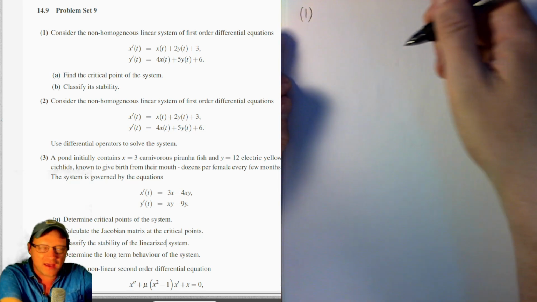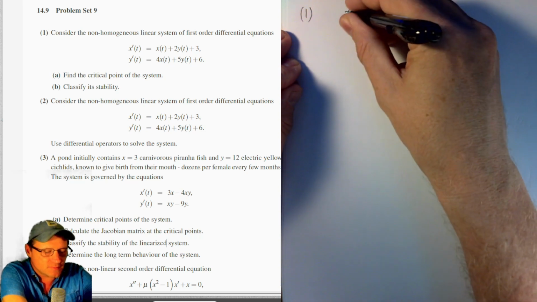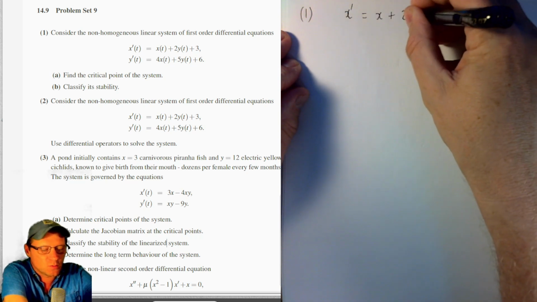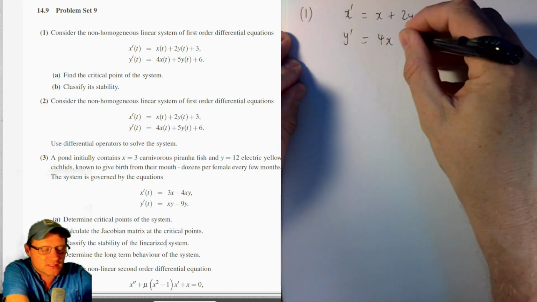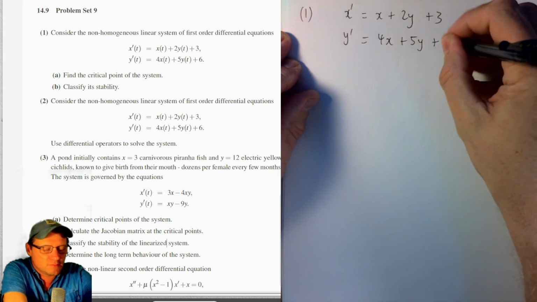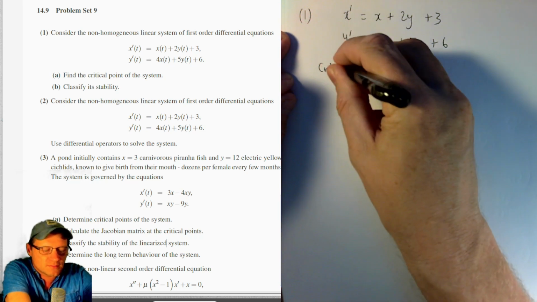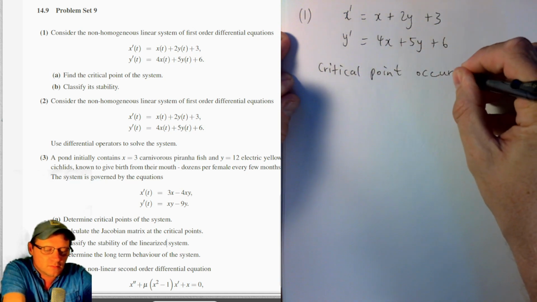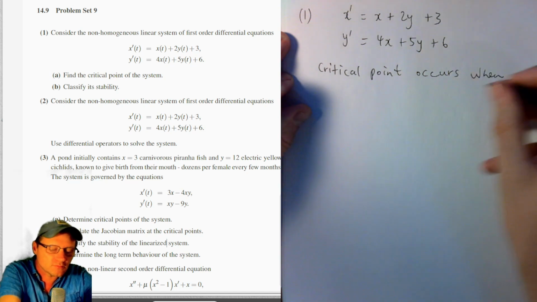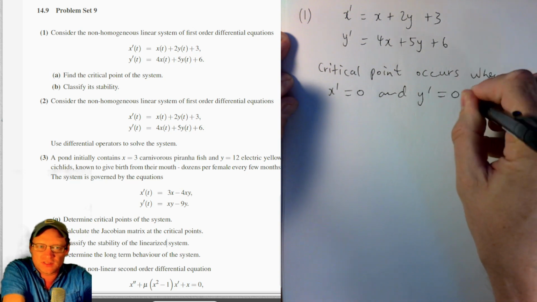Now, in question 1, we have a linear system, but it's not homogeneous. So we have x' = x + 2y + 3, and y' = 4x + 5y + 6. Okay, so the first thing that we want to do is find the critical point of the system, and this occurs when x' is equal to 0 and y' is equal to 0.